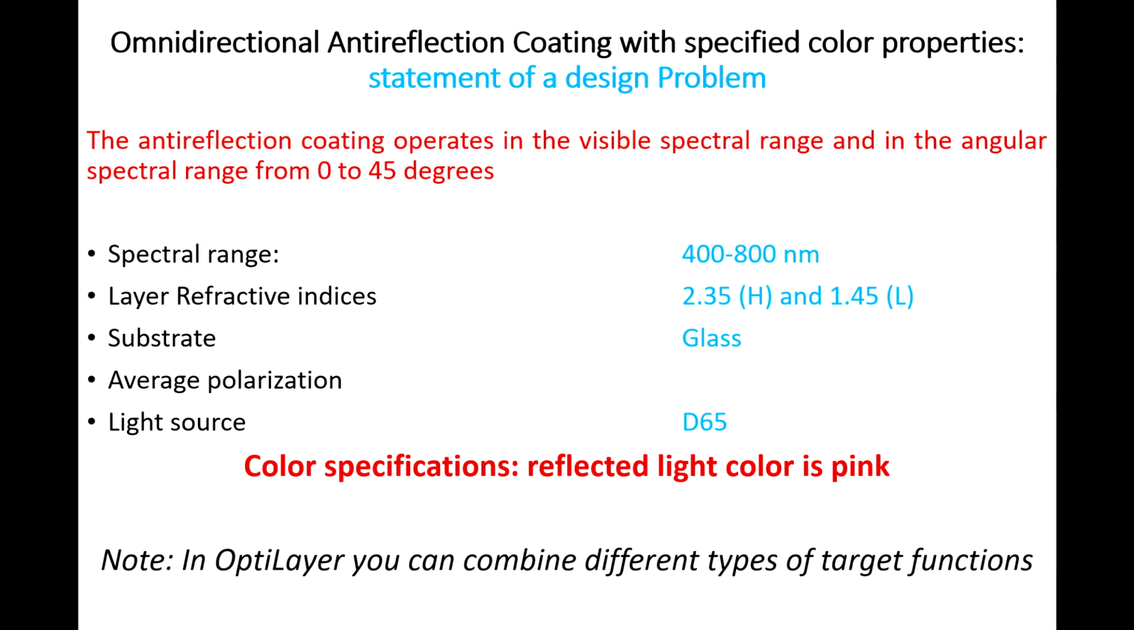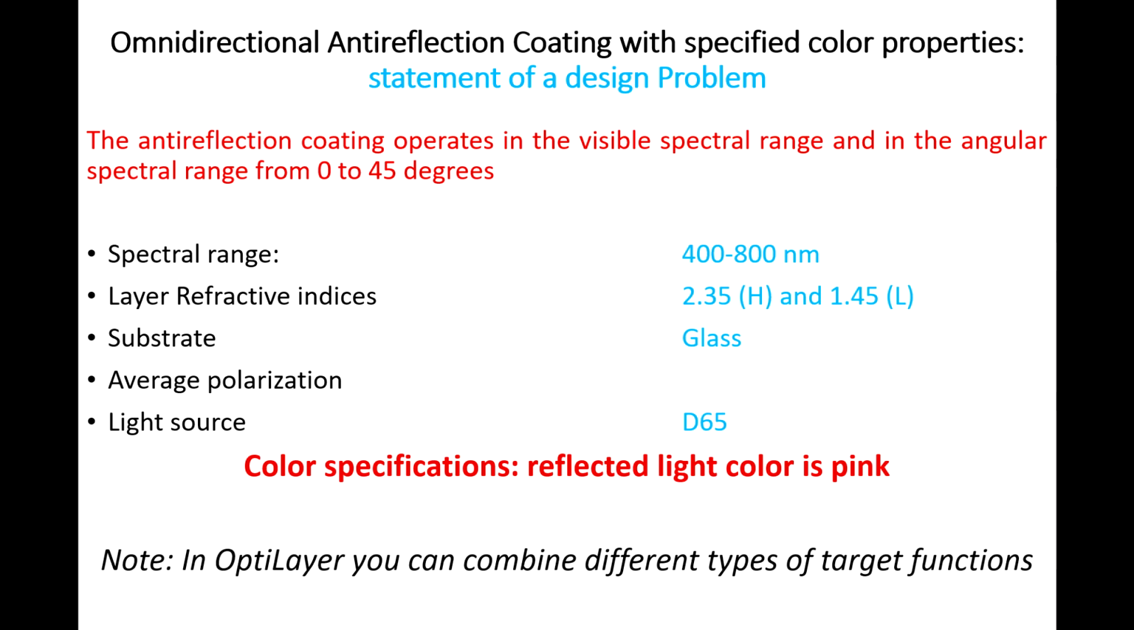Layer materials are standard with refractive indices 2.35 for high-index material and 1.45 for low-index material. The substrate is glass. The polarization state is average. In this example we specify reflected light color, it must be pink. And we will use D65 light source for this task.